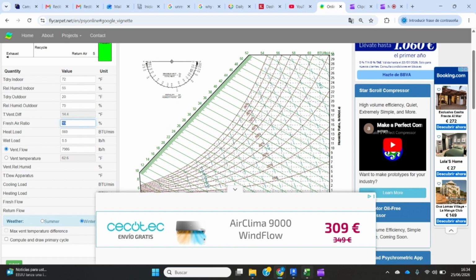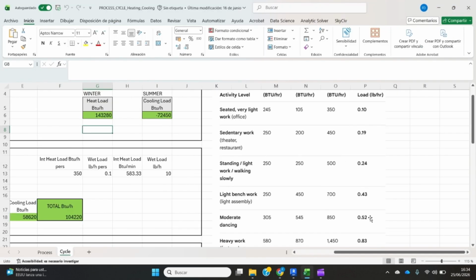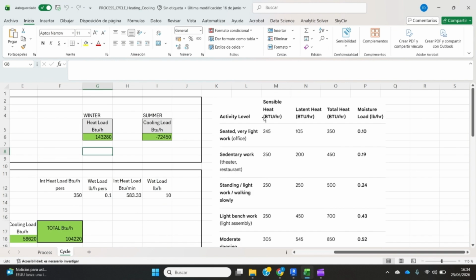Okay, so I have prepared this Excel file with this table here. This is coming from the ASHRAE. The heat load and the wet load depends on the activity that people are performing inside the room. I'm going to keep it simple. I'm going to select this seated very light work office activity. And here we have the sensible heat, the latent heat, but the total heat in BTU hours is 350. And the moisture load is 0.1 pounds per hour. This is BTU hour and this is pounds per hour.